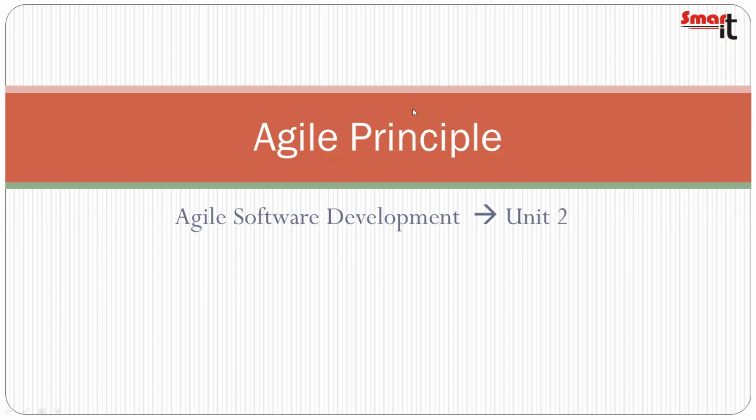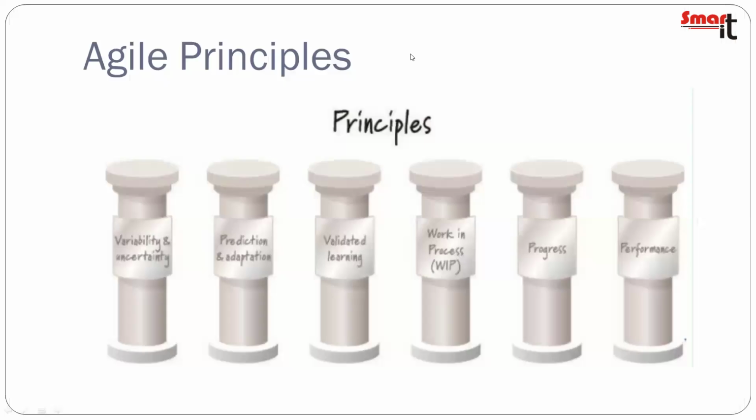So unit 2 is about agile principles. I'm going to cover this in a very short period of time. Right, so these are the agile principles you can see. Variability and uncertainty is the first one.